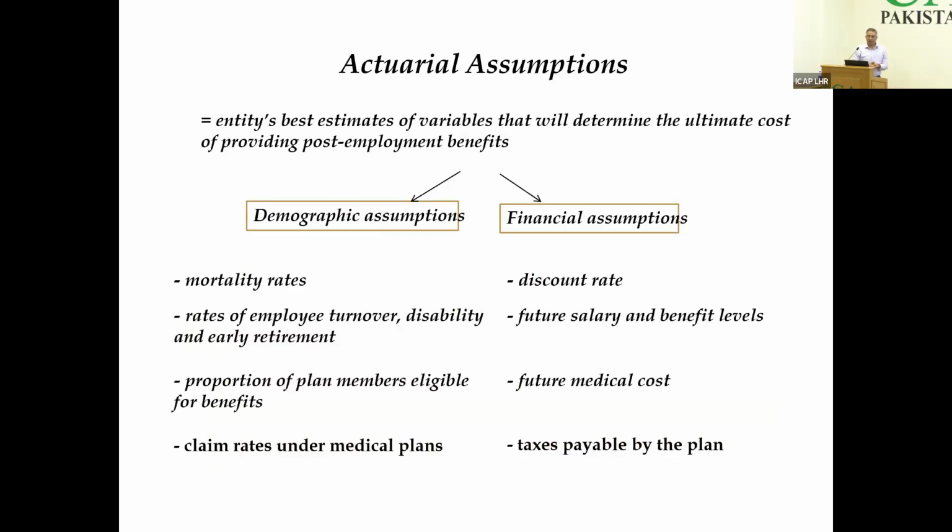These assumptions are called demographic assumptions and financial assumptions. Demographic assumptions, we have mortality rates, rate of employment turnover, proportion of plan members eligible for benefit, claim rates under medical plans if there is a medical plan. Then financial assumptions, we have discount rate, future salary, benefit levels, future medical, taxes payable by the plan. All these are your financial assumptions.